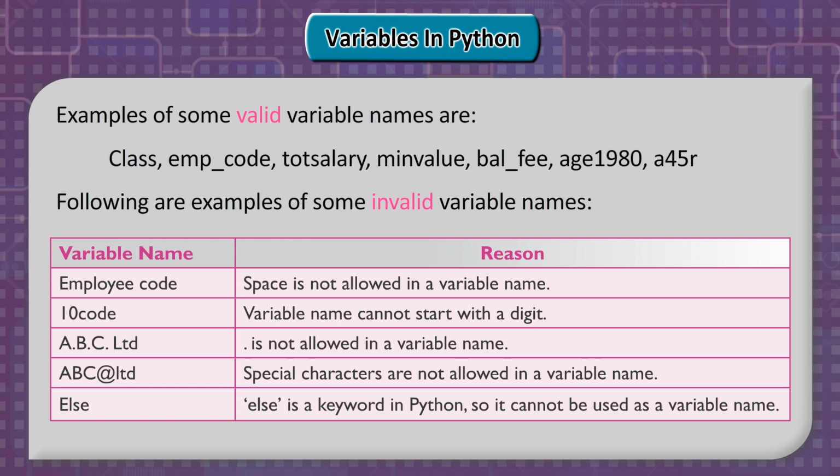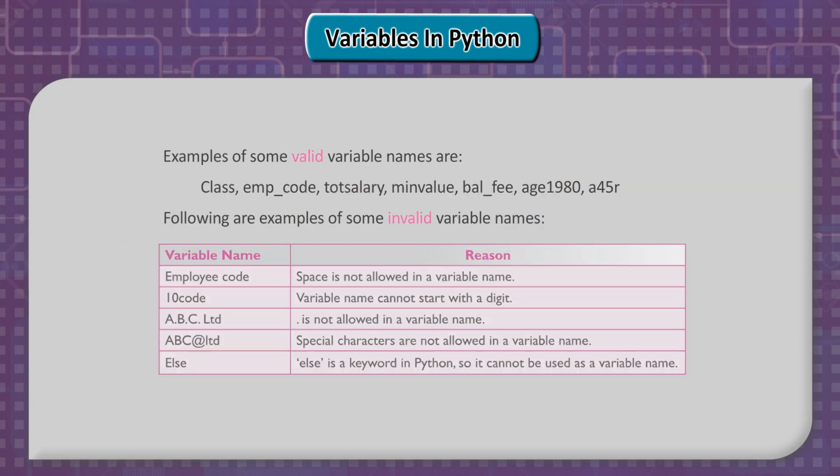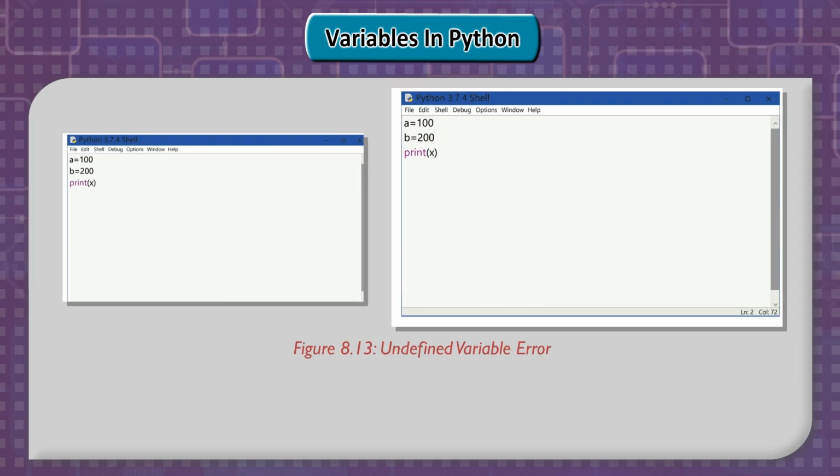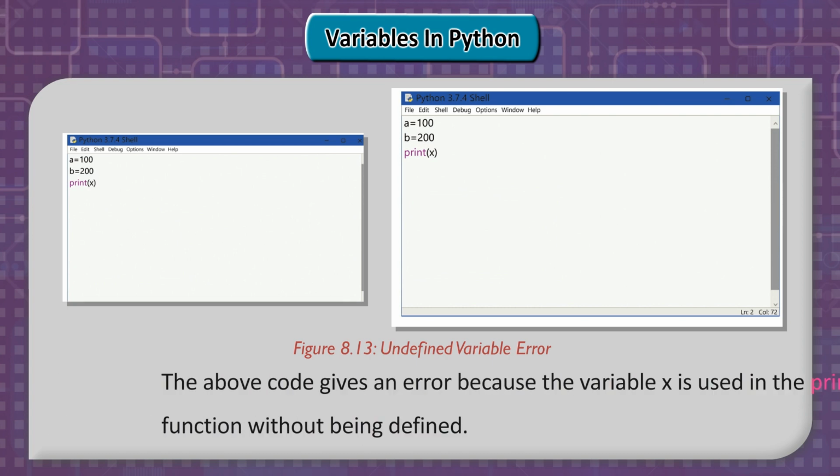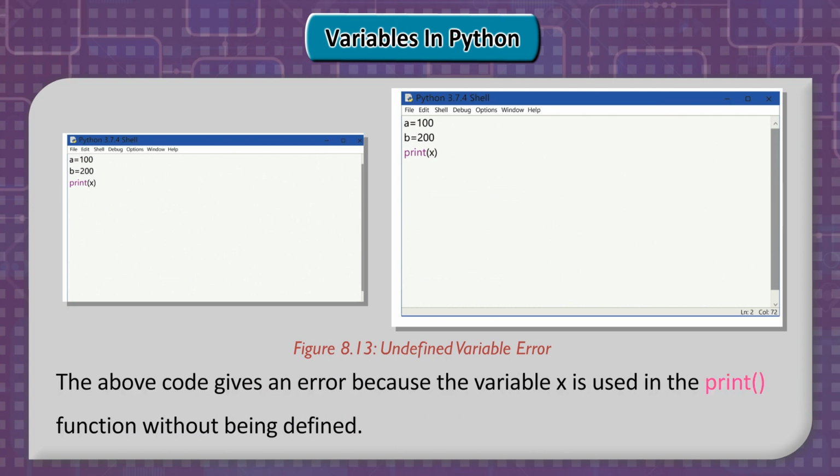Following are examples of some invalid variable names. Variable name, reason. Employee code: space is not allowed in a variable name. 10code: variable name cannot start with a digit. ABC Limited: space is not allowed in a variable name. ABC@Limited: special characters are not allowed in a variable name. else: else is a keyword in Python, so it cannot be used as a variable name. Figure 8.13, undefined variable error. The above code gives an error because the variable x is used in the print function without being defined.